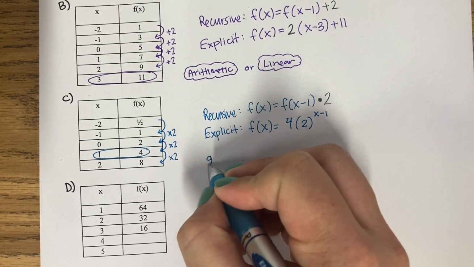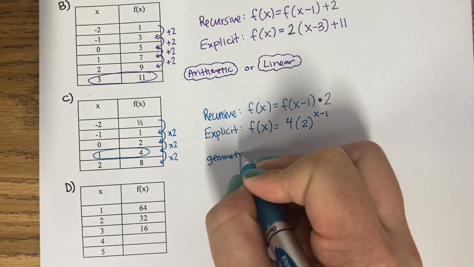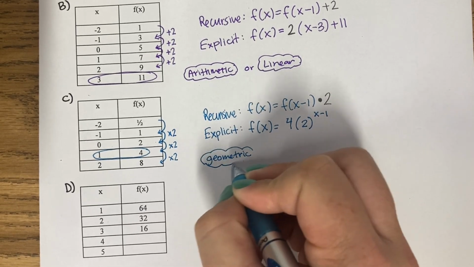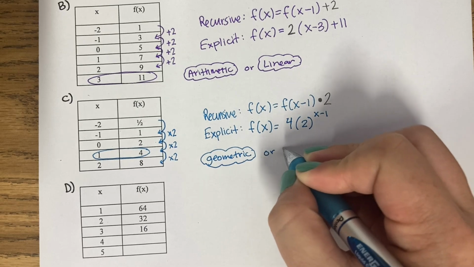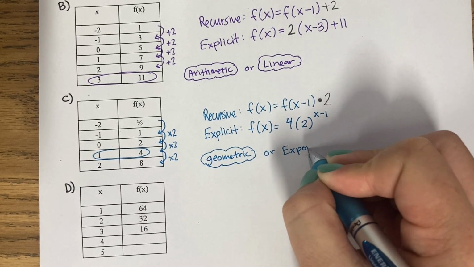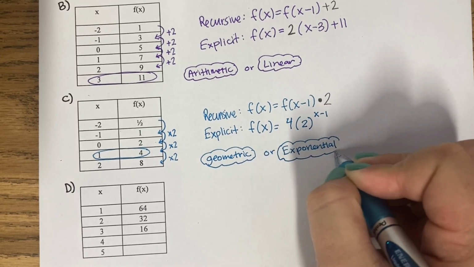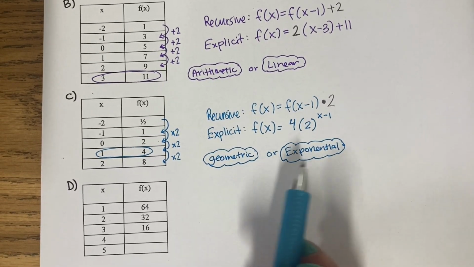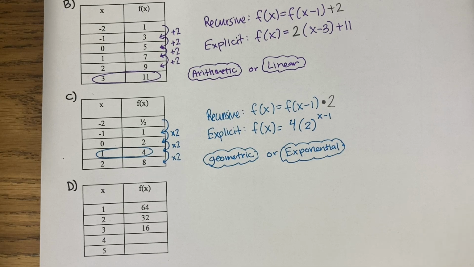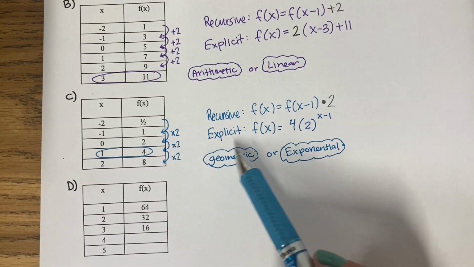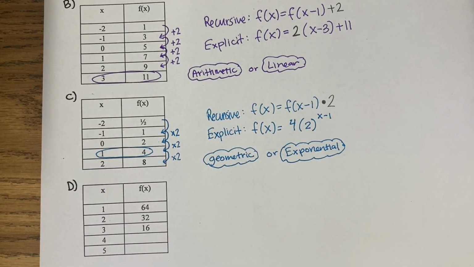This is called geometric or exponential. Geometric and exponential will pair up. They'll both represent whenever you have that exponential, when you're multiplying or dividing.